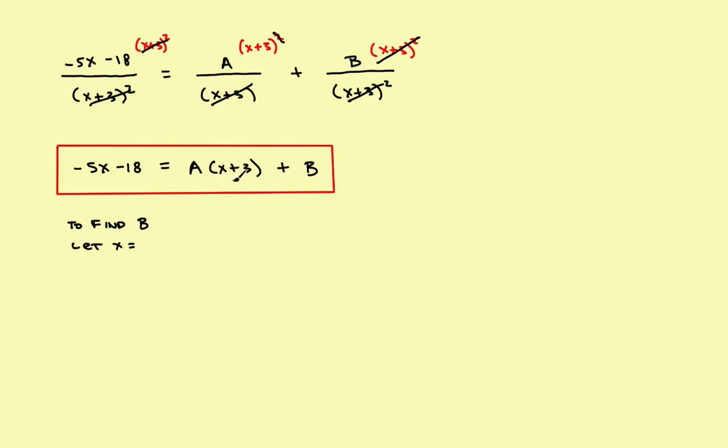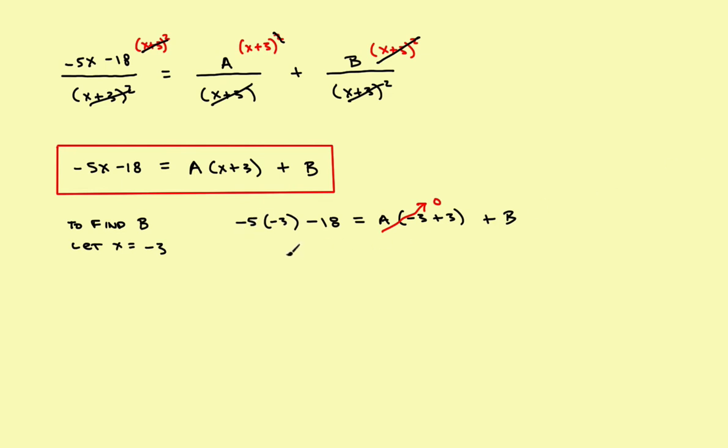So if you let x be negative 3, those will cancel out, so we're going to let x be negative 3. So again, just like before, everywhere you've got an x, replace it with a negative 3. So this becomes minus 5 times negative 3 minus 18 is equal to, and then I've got A times negative 3 plus 3, and then plus B. Now the reason I picked that negative 3 is because negative 3 plus 3 will go to 0. This entire term will go to 0, and in effect, it just disappears.